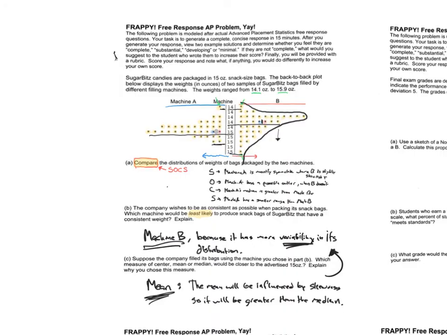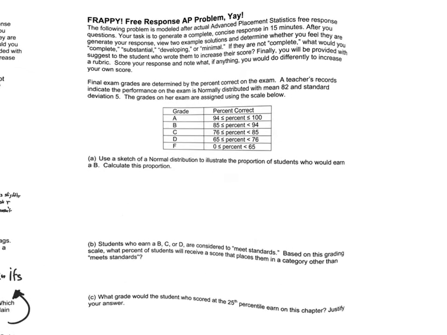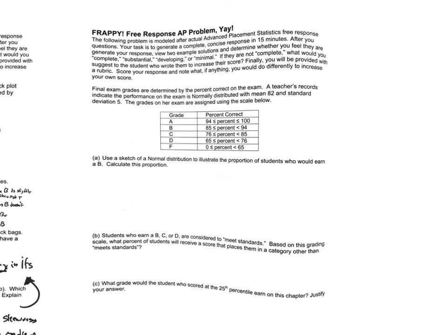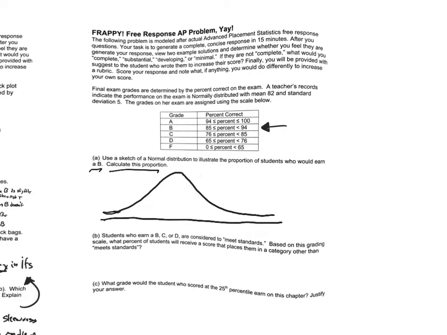All right, let's look at the second chapter. Second chapter is this one right here. Okay, so second free response question. Use a sketch of a normal distribution to illustrate the proportion of students who would earn a B. So we're looking for these people right here, and we're going to use a sketch of a normal distribution to illustrate those. So really, we don't need to actually calculate that. Oh, actually, we do calculate it because then it says calculate the proportion. But they're really looking for this first. So here's what we do. It says it is normally distributed with a mean of 82. So they at least give us where this is going to be, 82. And then a standard deviation of 5.